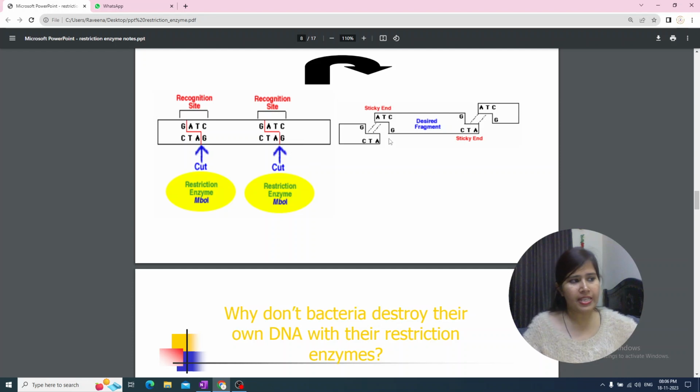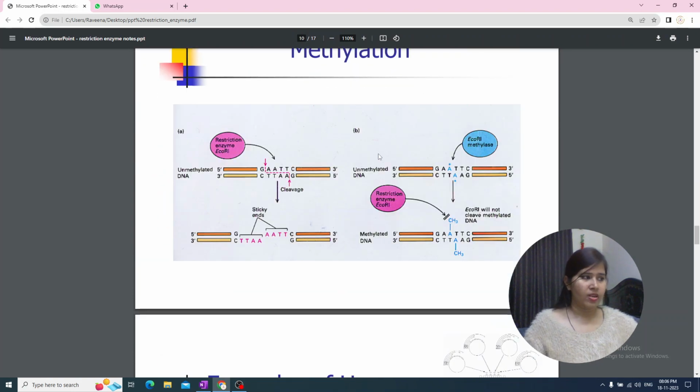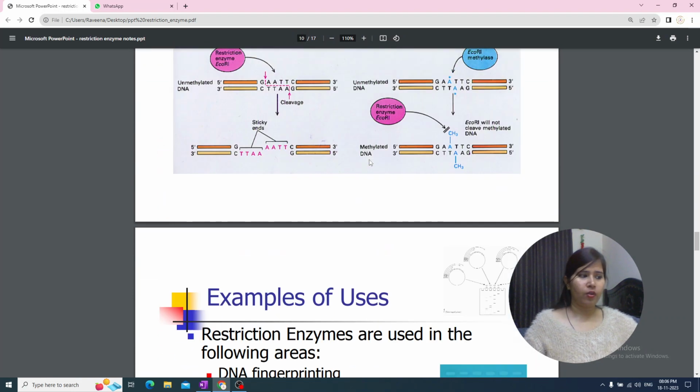This is the desired segment, and these are the cut ends of the vector, which are cut by the same restriction endonuclease by which the desired gene is cut. So when we combine all these things with the help of DNA ligase, they make a recombinant DNA. What is the function of methylase? I already told you.